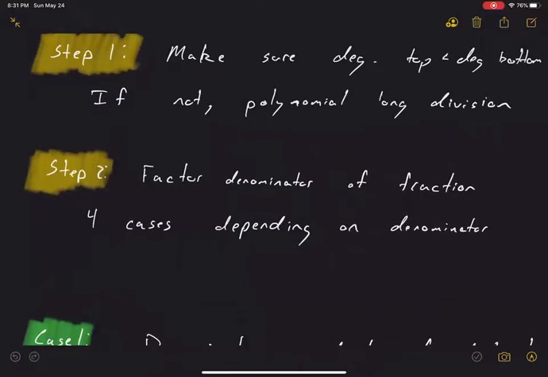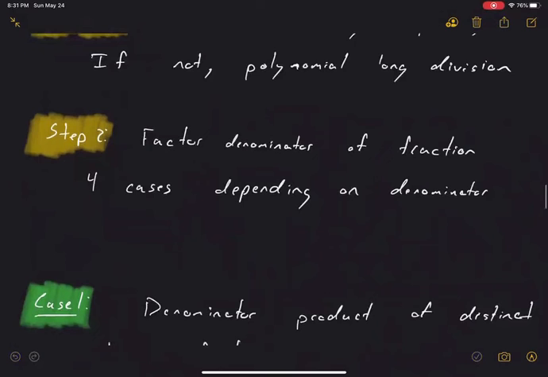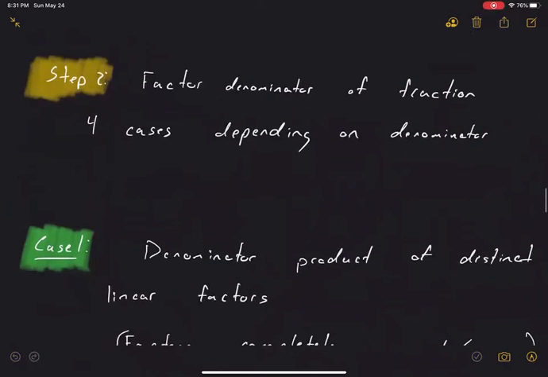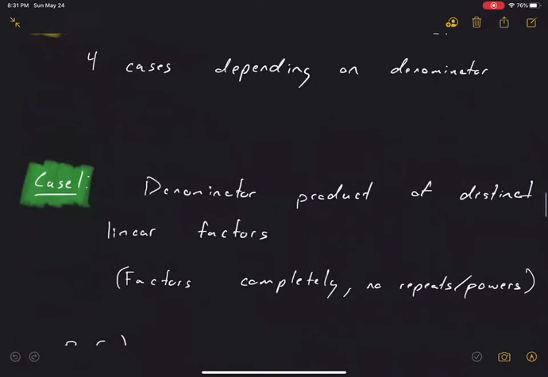We would want to factor Q, that denominator, as much as possible, factor it completely. And we're going to get 4 cases depending on what that denominator factors into. So we have to be able to factor it. We'll start with case 1, and once we figure out how to do case 1 completely, cases 2, 3, and 4 are pretty straightforward.